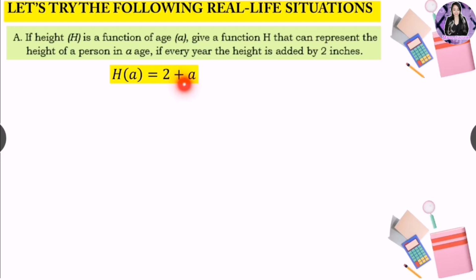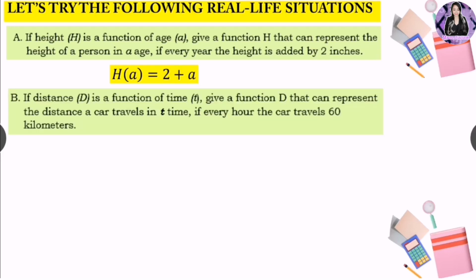Letter B. If distance is a function of time, give a function d that can represent the distance a car travels in time if every hour the car travels 60 kilometers. Since every hour the car travels 60 kilometers, therefore, the distance function is given by d(t) = 60t.